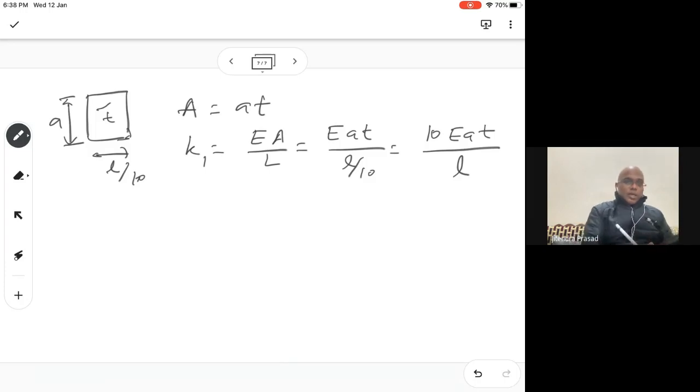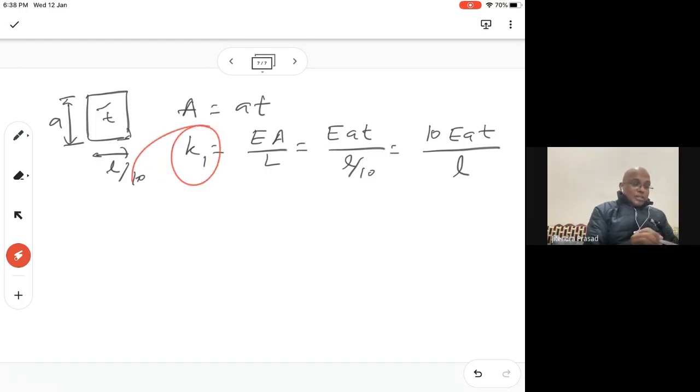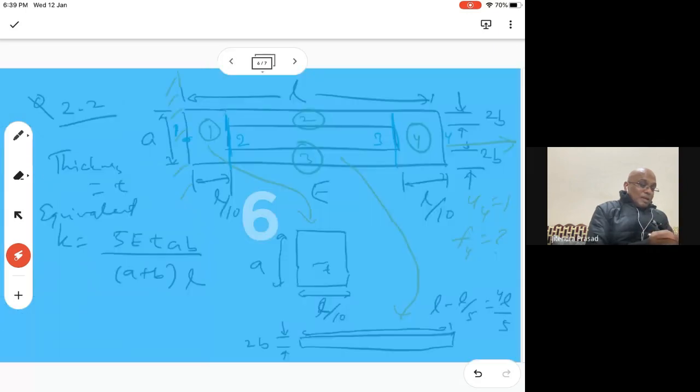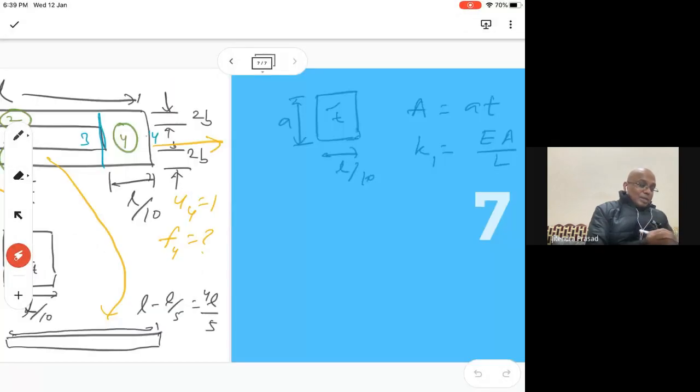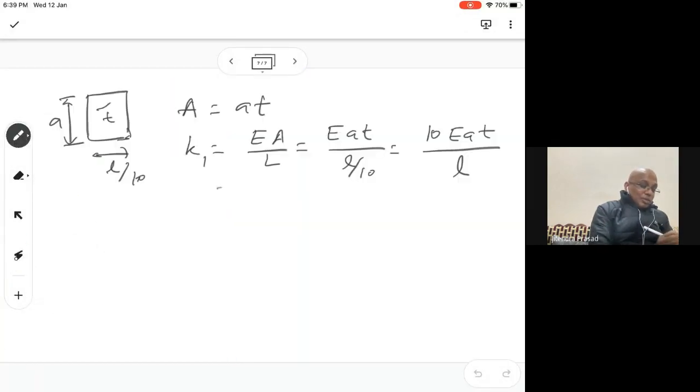Okay, so what we have now is K. K1 is equal to 10 EaT over L, and this is element number 1, so we write K1. Also, elements 1 and 4 are both similar, so we can write K1 is equal to K4.